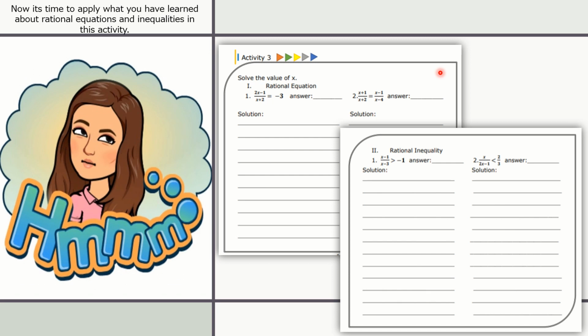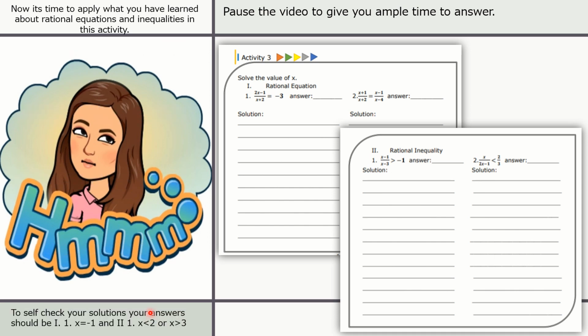Now it's time to apply what you have learned about rational equations and inequalities in this activity, Activity 3. Pause the video to give you ample time to answer. To self-check your solutions, your answers should be x equals -1 in number 1, part 1, and x less than 2 or x greater than 3 in number 1, part 2. If you got both numbers right, then you can now proceed to the second item in each part.